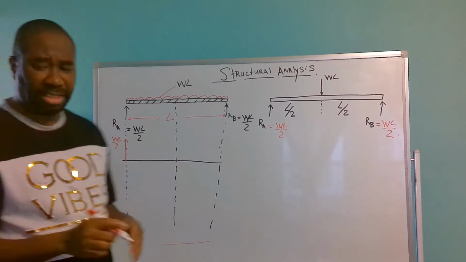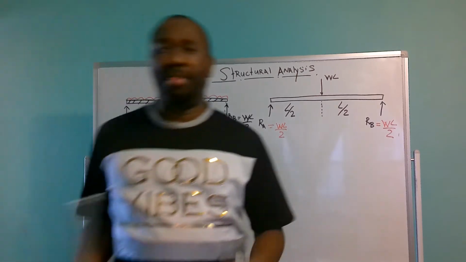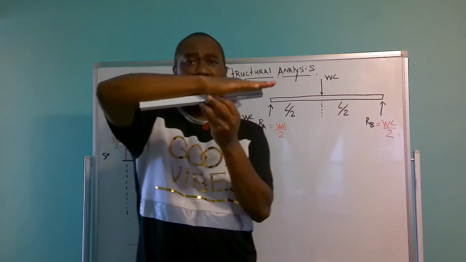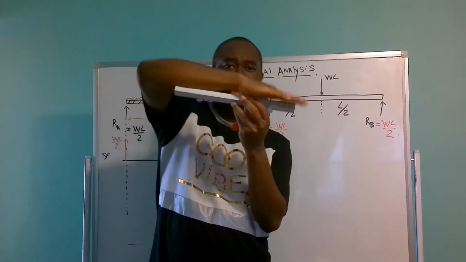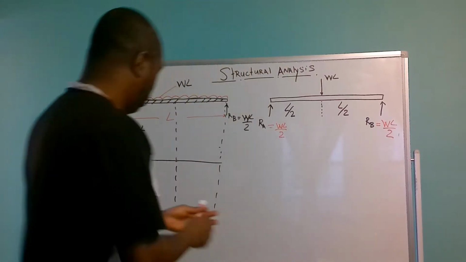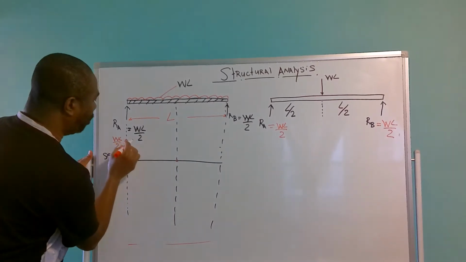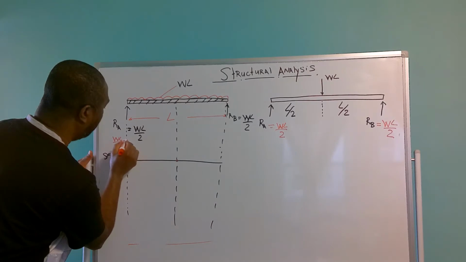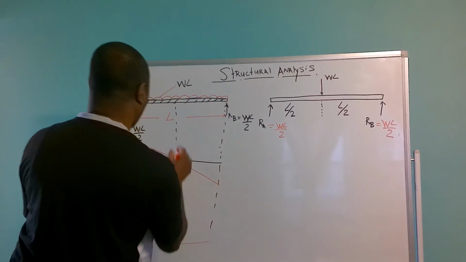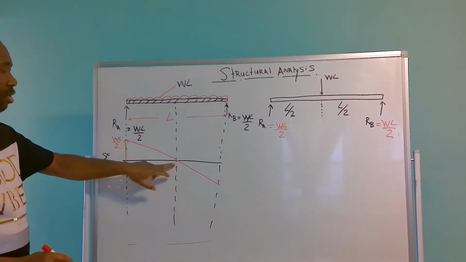Because this is a UDL, a uniform distributed load that is going to span the entire length of the beam, the UDL is going to push down the beam like this. Right? So the shear force is going to look something like this. And so at this point, at the center here, it's going to be 0.